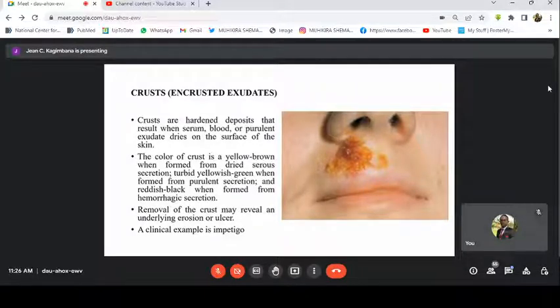Of course, when you remove the crust, beneath you may have erosion, as we have seen, or ulcer. The good example is impetigo. Impetigo is a crusted lesion, for example, in eczema. It may be impetiginized, crusted eczema. When you say impetigo, always think about Staphylococcus, okay? Like in this gentleman or woman.